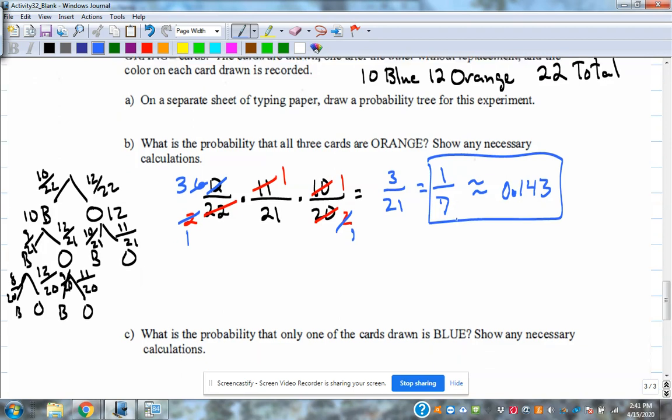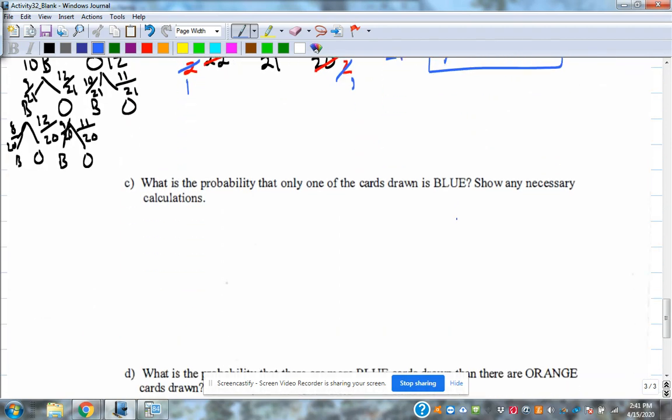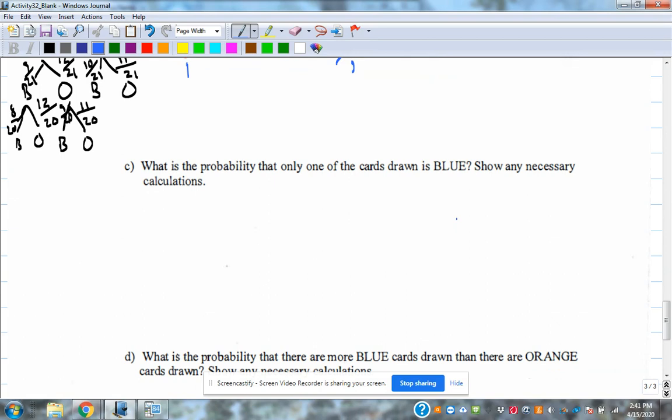Okay. What's the probability that one of the cards drawn is blue? Show any necessary calculation. Okay, so we got to deal with order of draw here. So probability that one of the cards is blue. Probability on the first draw of being blue would be 10 out of 22. And then the second card, let's say, all right, so we got different scenarios that can happen.